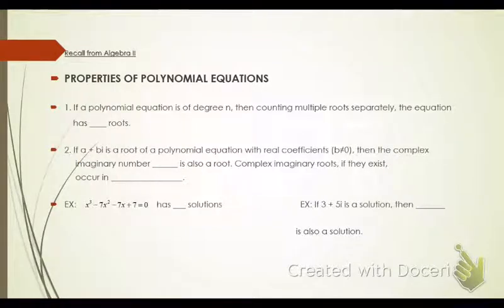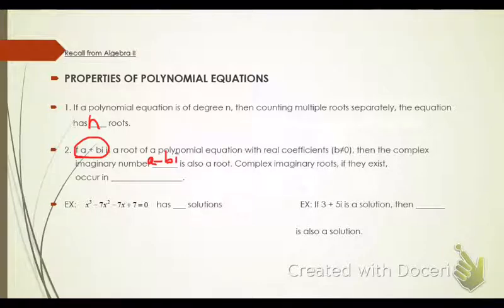Now we're going to talk about some properties of polynomial functions that you should remember from Algebra 2. If you have a polynomial equation and the degree is n, then that means you should have, for a final answer, n roots. Also from Algebra 2, if a plus bi is an imaginary zero in your function, then a minus bi is also a zero.